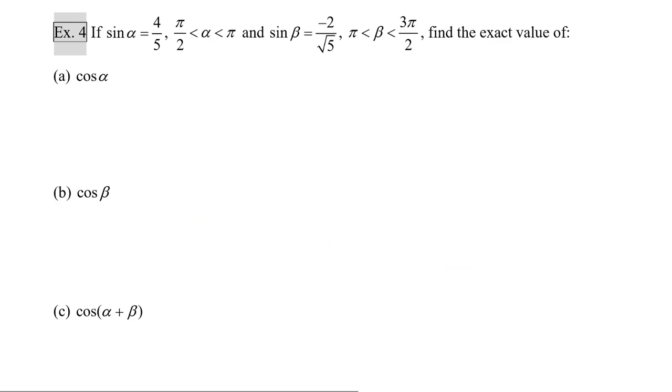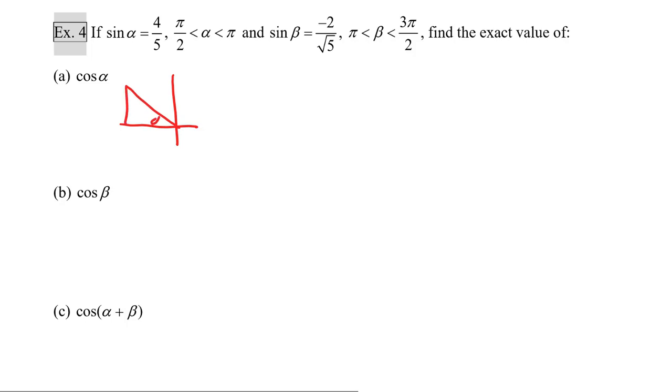So they give us that if sine of alpha equals 4/5 and alpha is in quadrant 2, and the sine of beta is negative 2 over the square root of 5, and beta is in quadrant 3, find the exact value of cosine of alpha. So I can make a triangle to solve this problem. And so I'm going to draw a triangle that's in quadrant 2.